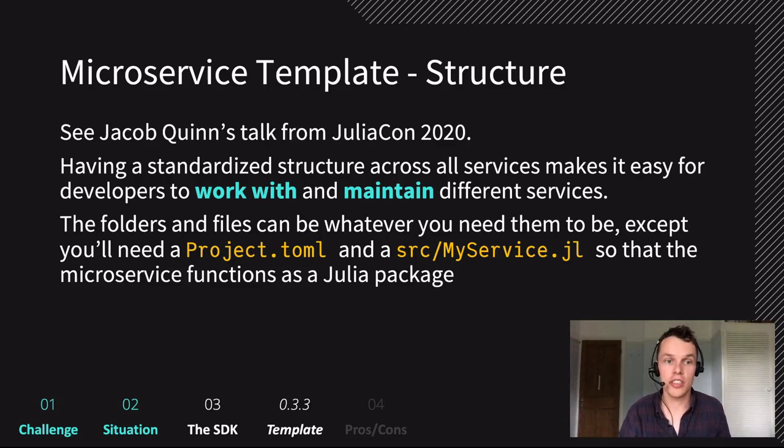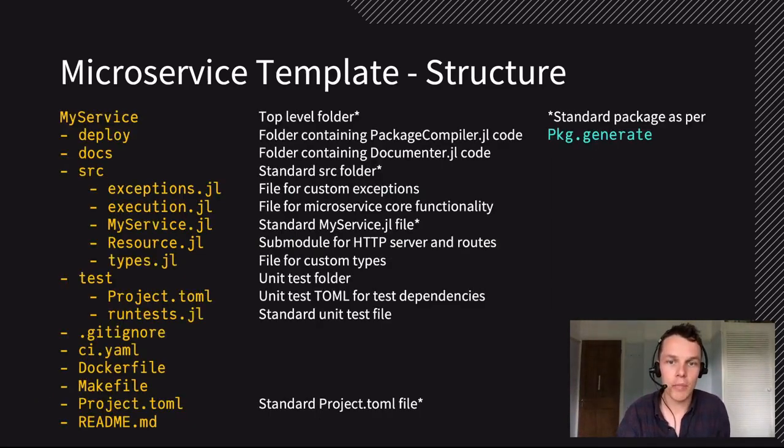For a good microservice structure, see the talk from last year, but actually the specifics of a structure are not as important as actually just having a standardized structure. If all your services have the same structure in terms of folder and file names, it makes it so much easier to work with and maintain different services. So yeah, set it up to be what you need it to be and what you like, but you will need a Project.toml file and a src/MyService.jl as per any standard Julia package, because you want your microservice to function like a package so you can build it. Here's an example structure that you can feel free to use.